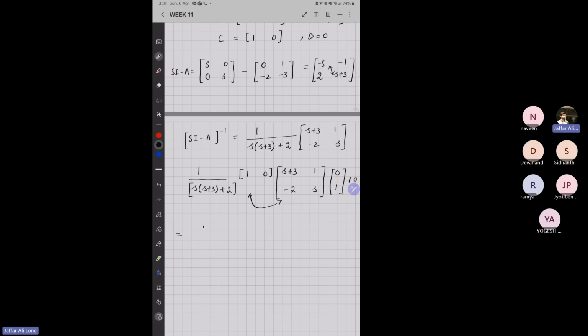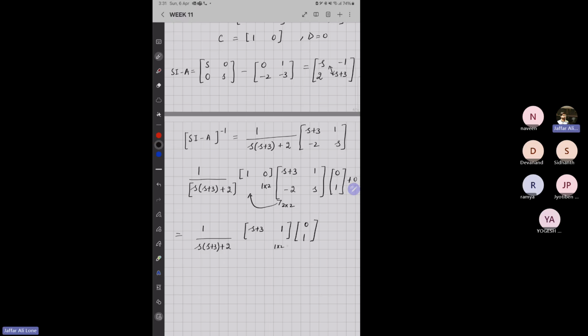So it will be 1 over (s plus 3 plus 2). This is a 1 by 2 matrix and this is a 2 by 2 matrix, so my resultant will be a 1 by 2 matrix, with 1 row and 2 columns. It will be 1 into (s plus 3) plus 0 into 2, that will be s plus 3. Then it will be 1 into 1 plus s into 0, that will be 1. Then we have 0 and 1.